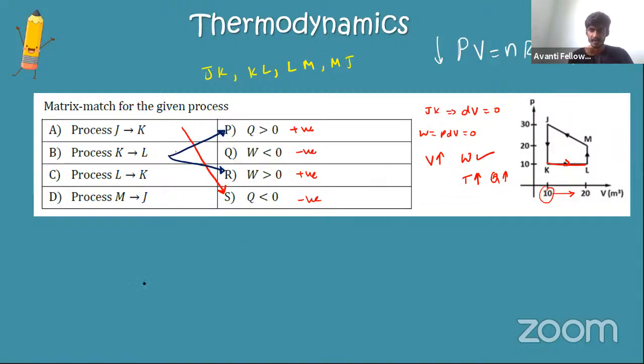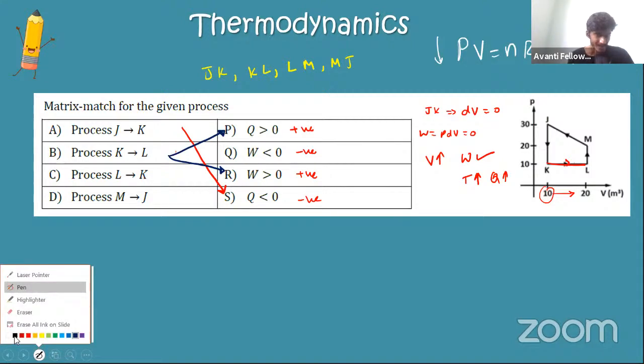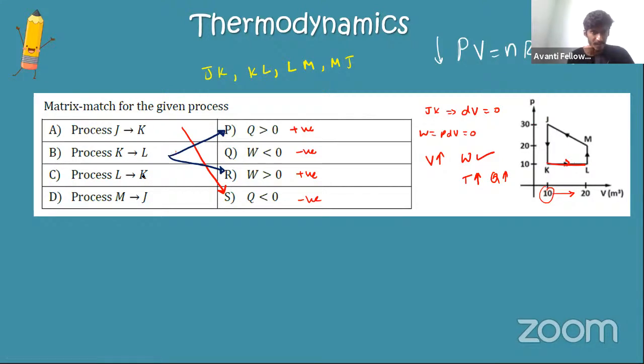Okay. Good. So moving on to next question then. Let me know what will happen to process LK if I don't go from K to L, but I'm coming back from L to K. Can you tell me what will happen in this case? I'm coming from L to K now in opposite direction.